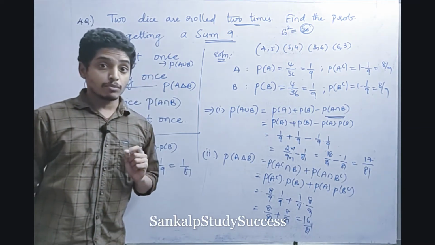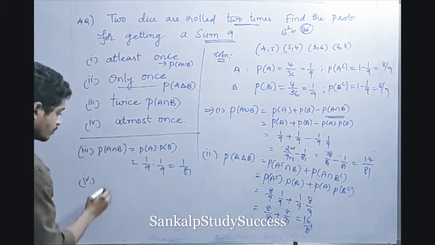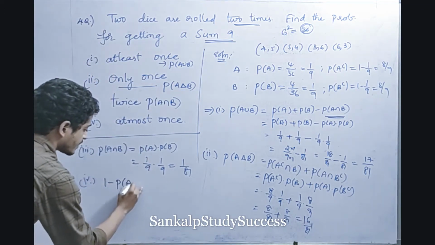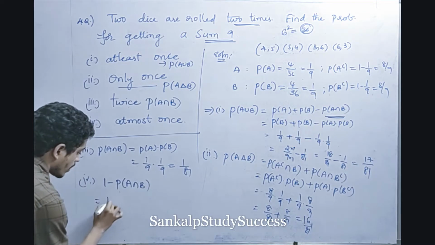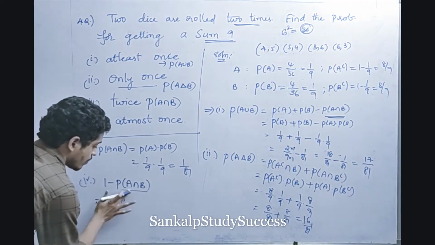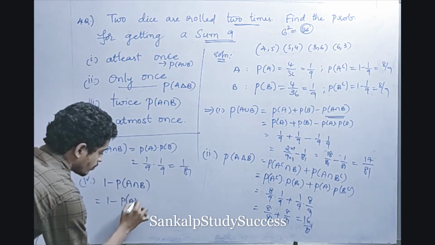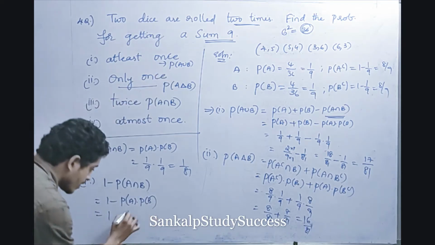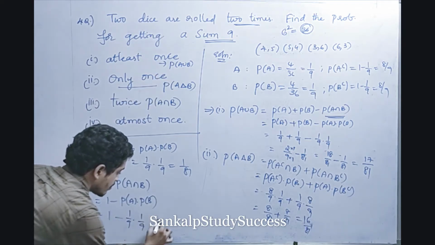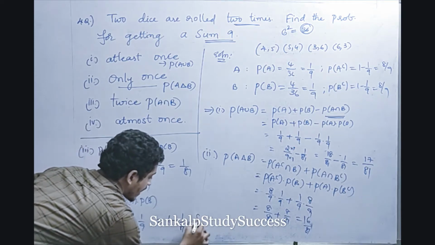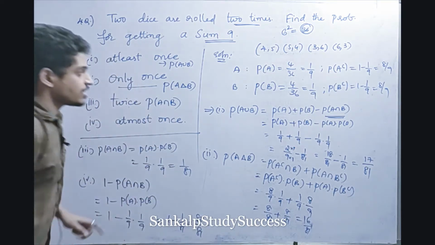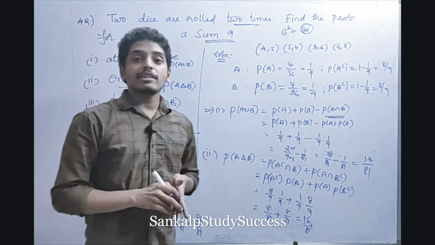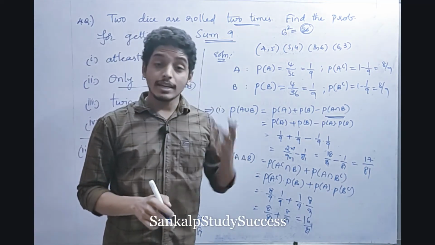What is the formula for at most one, friends? I have already told that at most one means 1 minus P of A intersection B. Yes or no? So 1 minus, what is A intersection B again? P of A into P of B, since both events are independent. So 1 minus, what is P of A? 1 by 9, and it's 1 by 9. That is nothing but 1 minus 1 by 81, which is 80 by 81.